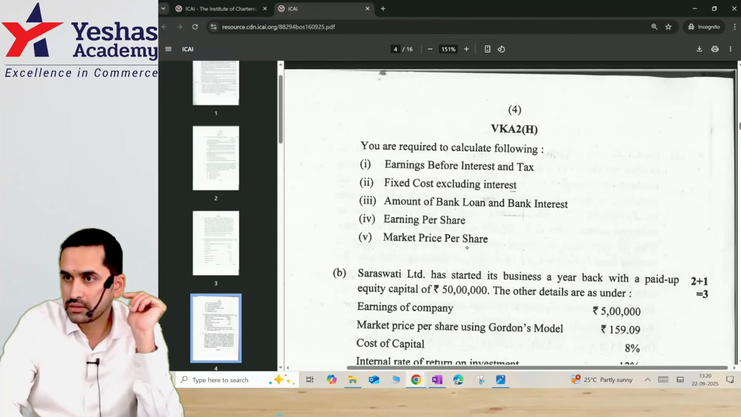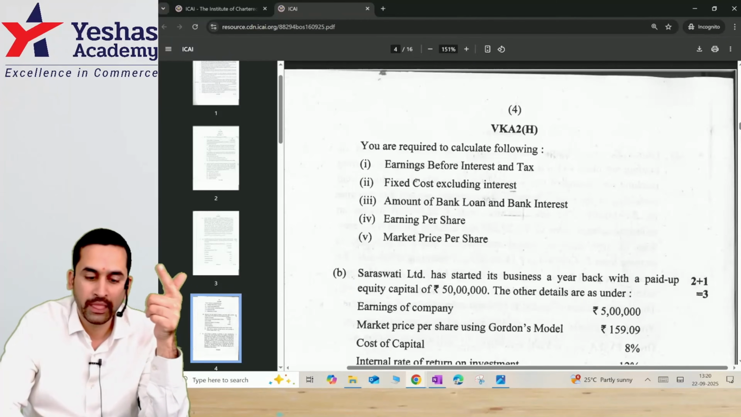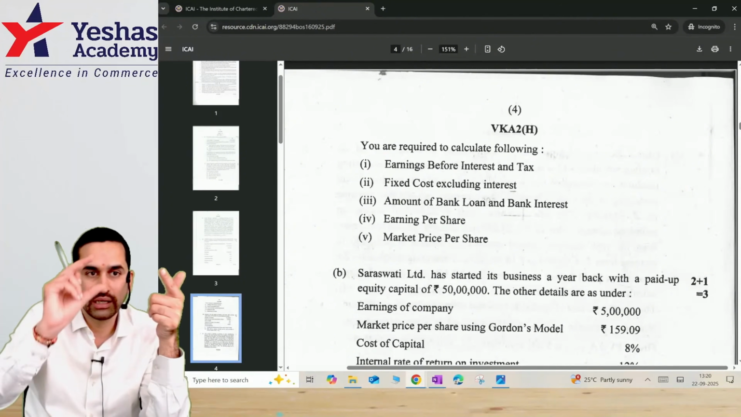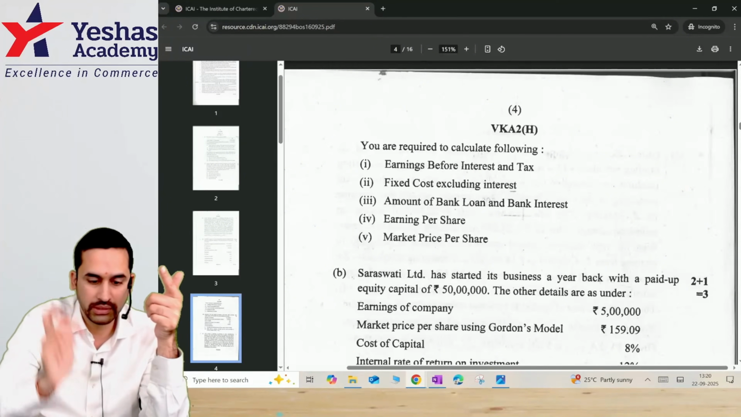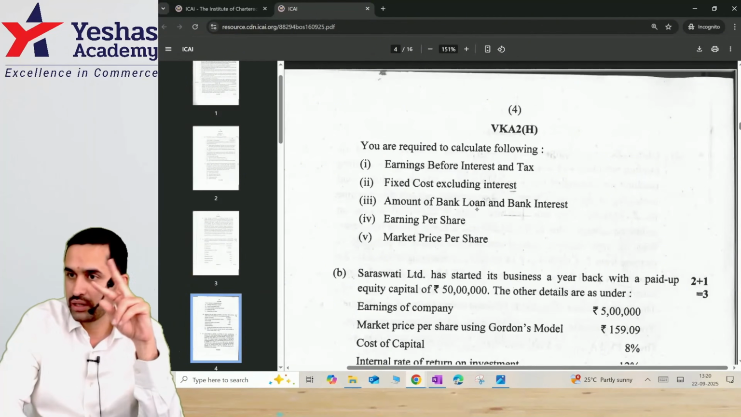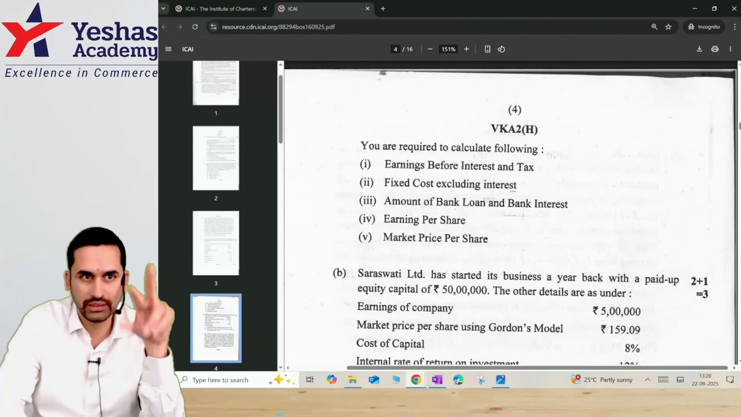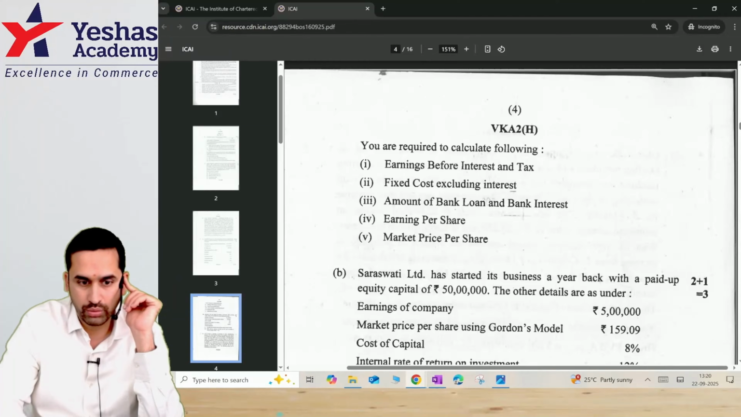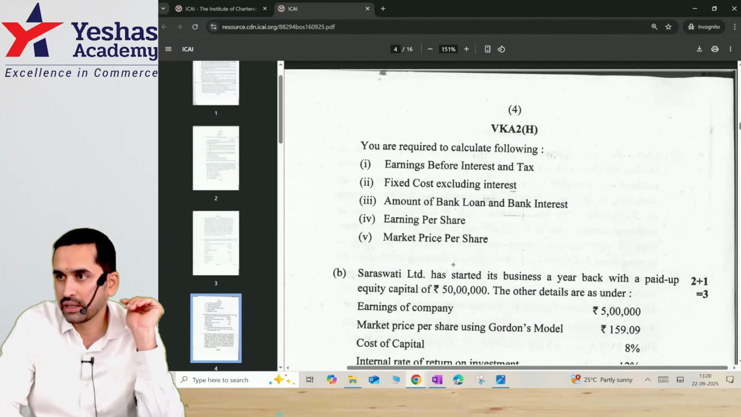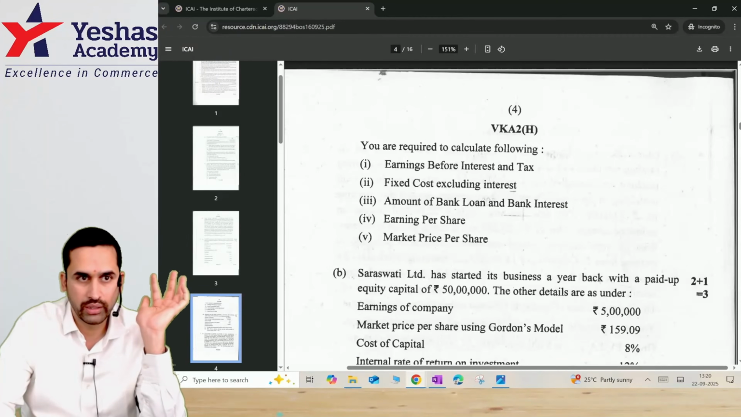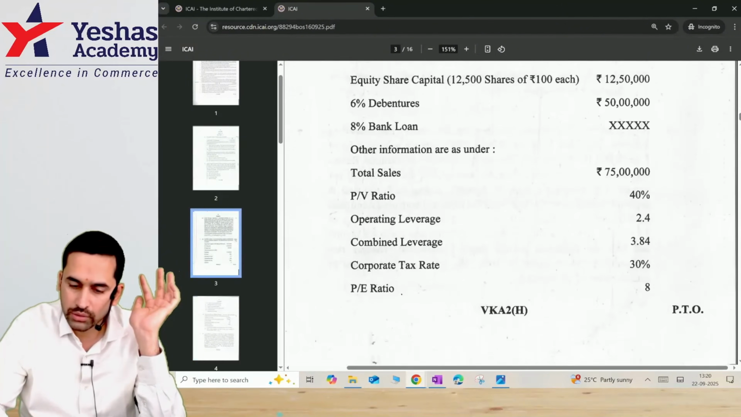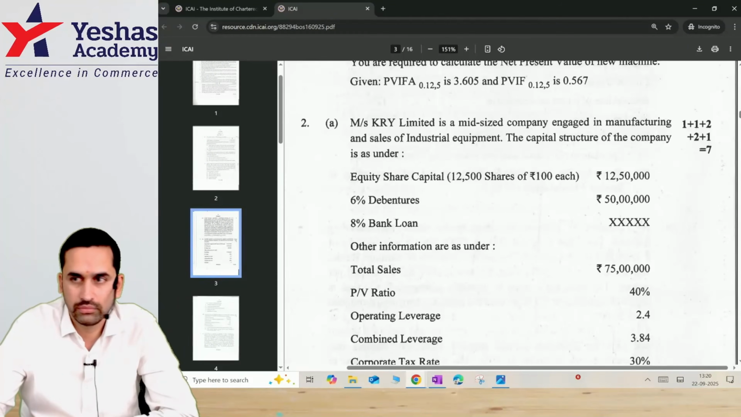Find out market price. So first EBIT you have to do using DOL data. Then fixed cost excluding interest, that will be contribution and EBIT missing number. Amount of bank loan will come when you do EBIT, EBT using DFL. Bank interest in the same working. EPS I told you, EPS into PE ratio is market price. Okay. This was 7 marks question from ratio analysis.